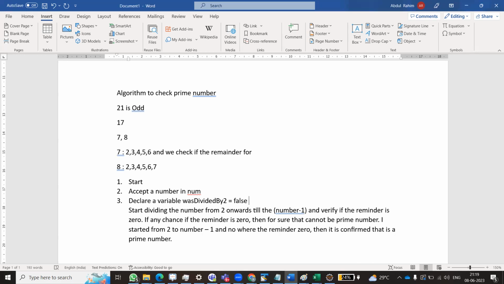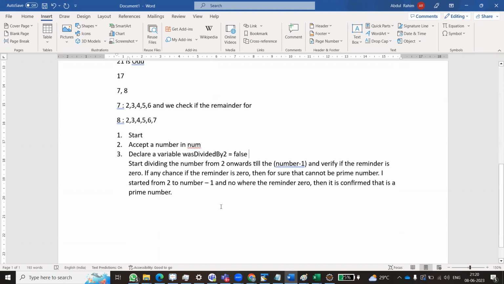Does it make sense? See guys, actually even I had done this long back, but it's good that I'm not aware of the approach. We are just trying to find out a better approach. It's not in real life that you will be coming across finding out if a given number is prime or not, but in a similar way, we'll come across different scenarios. Declare a variable was divided by 2.